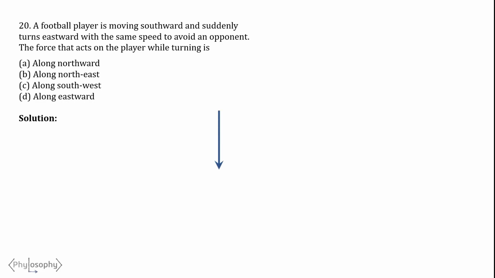So at first the football player is moving southward, then suddenly it turns eastward. Now extend this blue line. So basically this blue arrow and red arrow indicate two vectors. You can say that this red arrow is the resultant vector and the dashed blue arrow is one vector, and we need to identify another vector such that their resultant is the red vector.